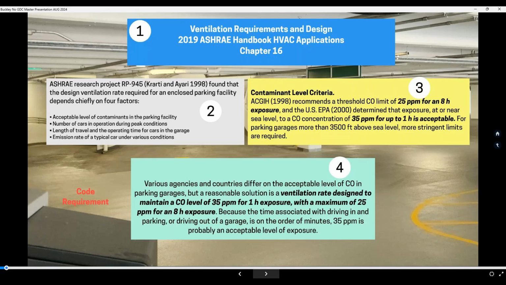And from that study, it was determined that 35 parts per million for up to 1 hour is acceptable. Now, many projects set a design goal of 25 parts per million to be in compliance with an 8-hour exposure. So that gives you more of a frame and a reference of the code requirement and the background.